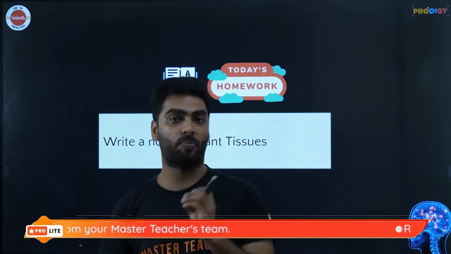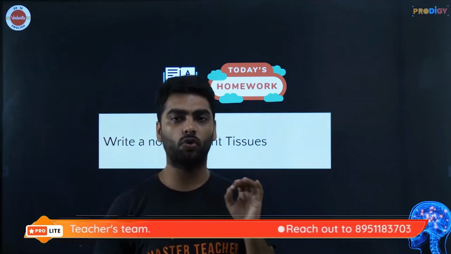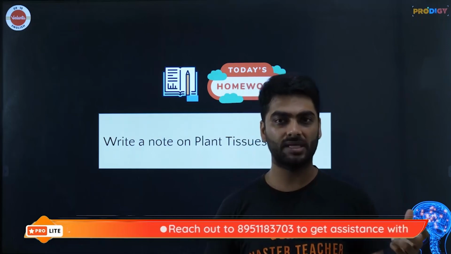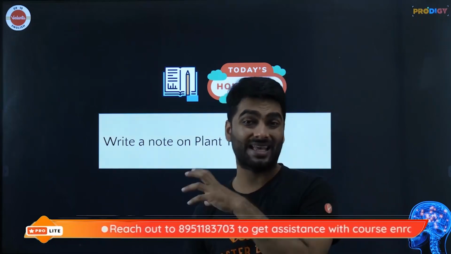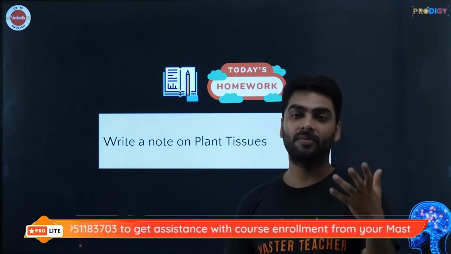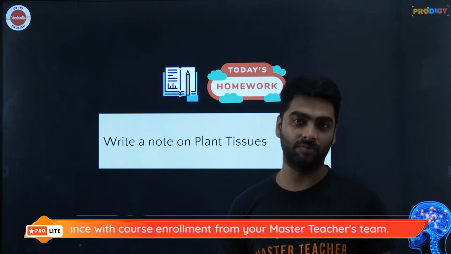Also guys, here is a homework question for you: write a small note on plant tissues. Here you can also tell how simple plant tissues are, because they are not as complex as animal tissues. Mostly plant tissues are not alive because they do not have as much activity as animals have.